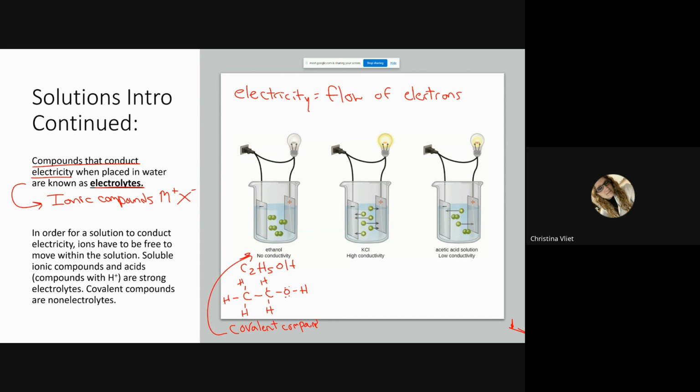And I believe I wrote that here. Covalent compounds are non-electrolytes. Because they don't conduct electricity because they don't have charges. They don't have a transfer of electrons, like Jose Enrique said. Absolutely correct. So now you can look at any compound, and if you see it's covalent, you now know it's not going to conduct electricity.